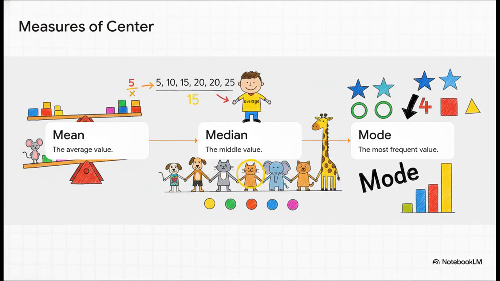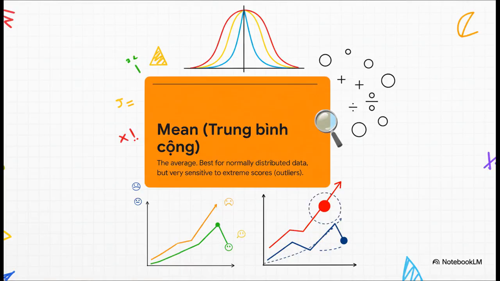Well, we have 3 main tools in our toolbox for this job, and each one tells a slightly different part of the story. We're talking about the mean, the median, and the mode. The mean, or trung bình, is what pretty much everyone thinks of when they hear the word average. You just add everything up and divide by how many you have. It works great when your data is nice and symmetrically distributed, but it has one huge weakness. It's super sensitive to outliers. Just one really high or really low score can drag the whole average up or down and give you a pretty misleading picture of what's typical.